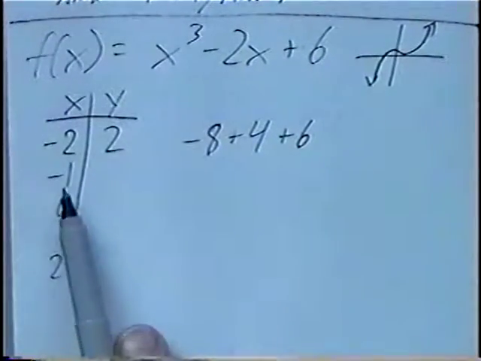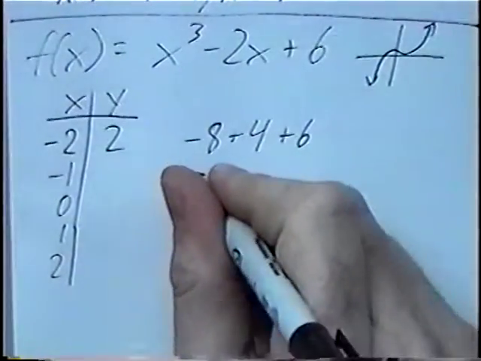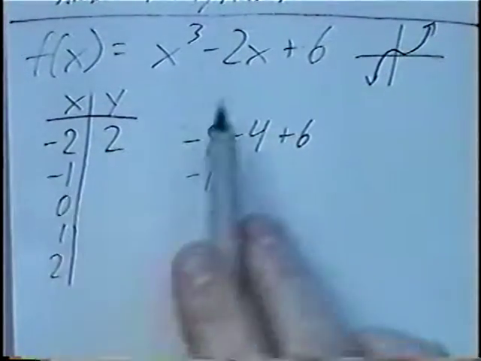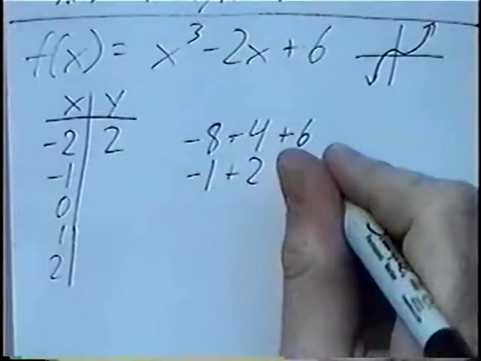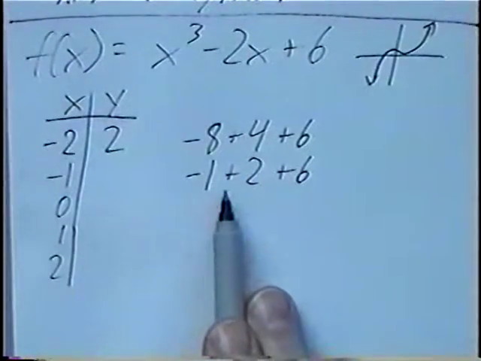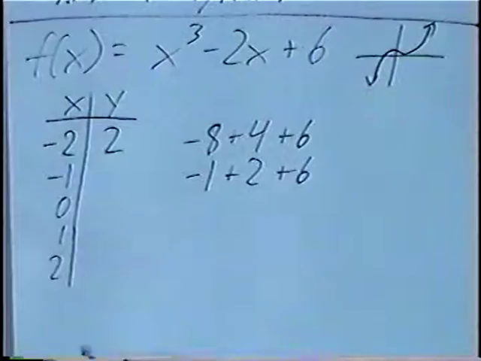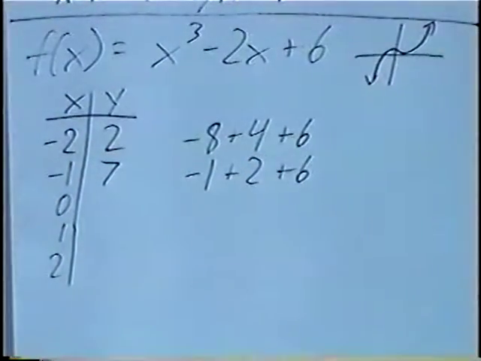Repeating for the next 4 values, -1 cubed would be -1. -1 times -2 would be +2, and plus 6. -1 plus 2 would be 1, plus 6 would be 7.